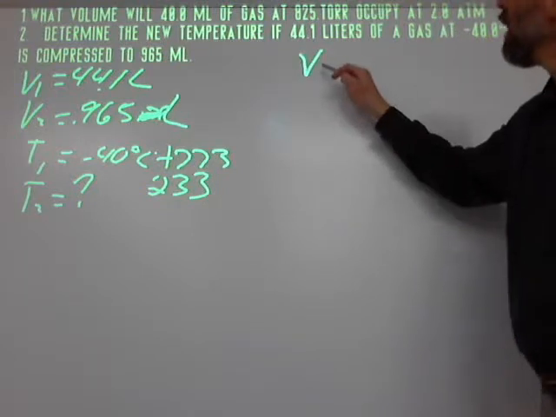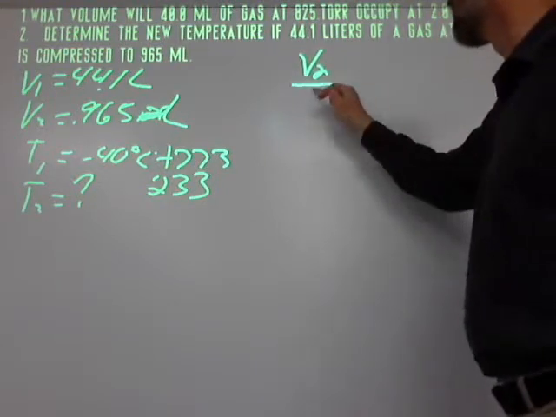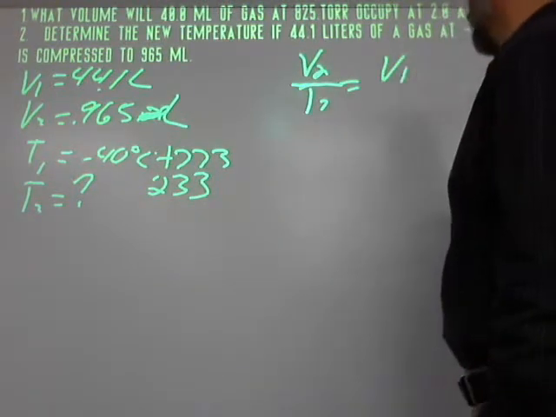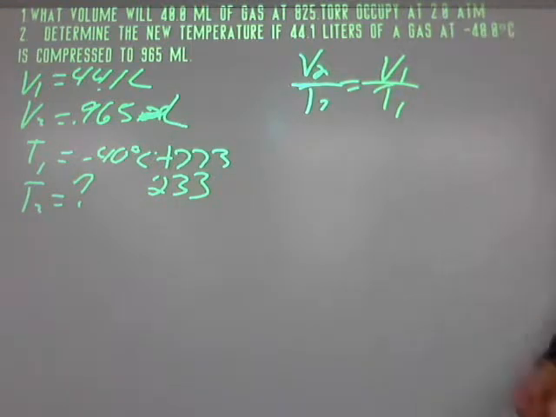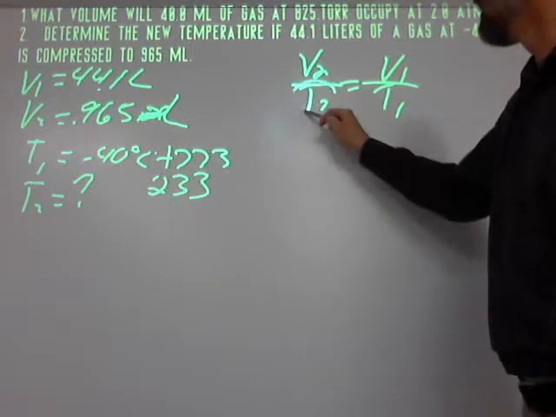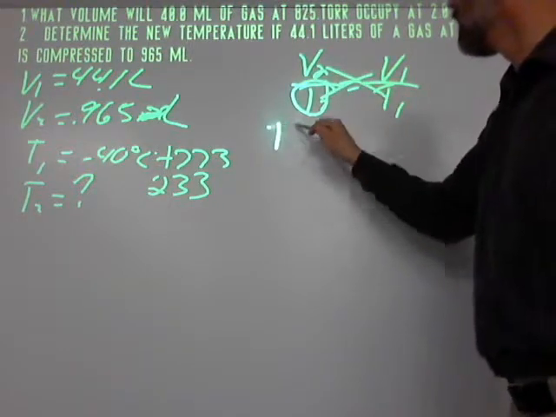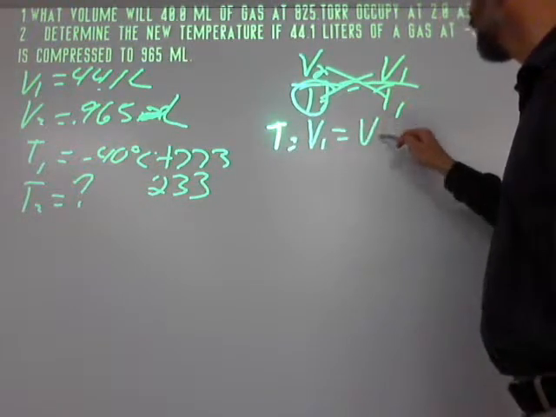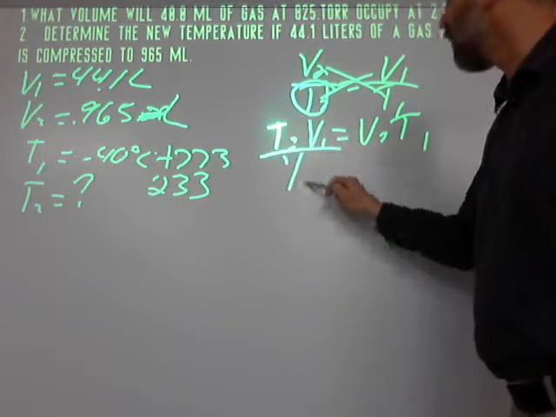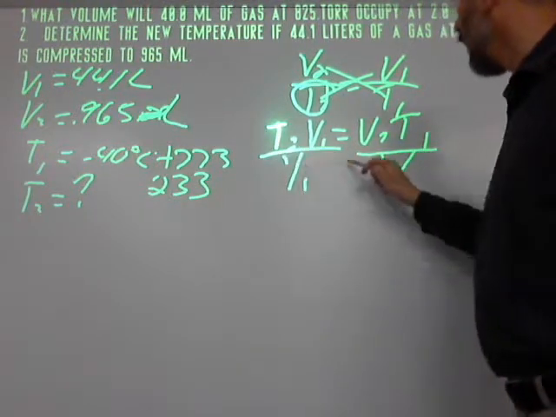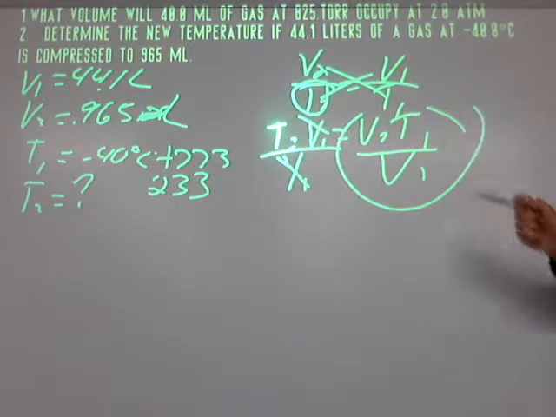All right, now this one's V2, P2, I don't care about, over T2, equals V1, P1, I don't care about, over T1. There's your equation, right? What am I solving for? I'm solving for T2. This guy down here, I just cross-multiply. T2, V1 equals V2, T1. Divide both sides by V1, right? And did you get that for your equation?